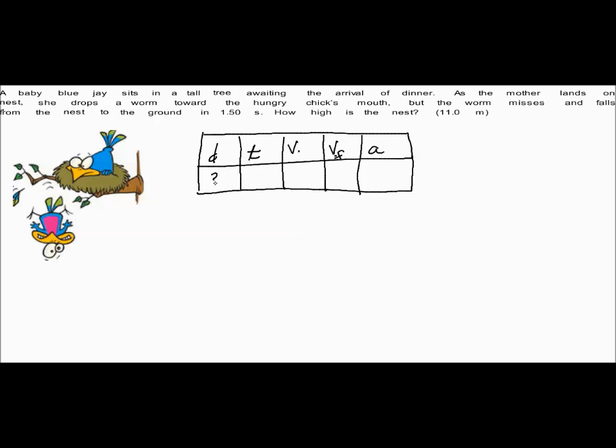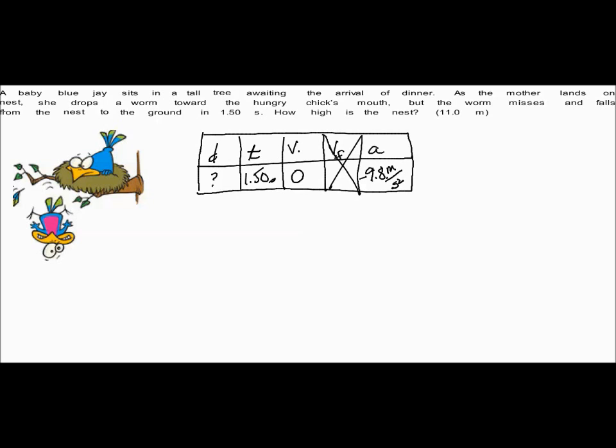Displacement is what we're trying to find. Actually, we're trying to ask how high it is, but we have to solve for the displacement. We have a time of 1.50 seconds. There's 3 significant figures there. The initial velocity of the worm is 0, and the acceleration is negative 9.8 meters per second squared. Velocity final, the final velocity does not participate.